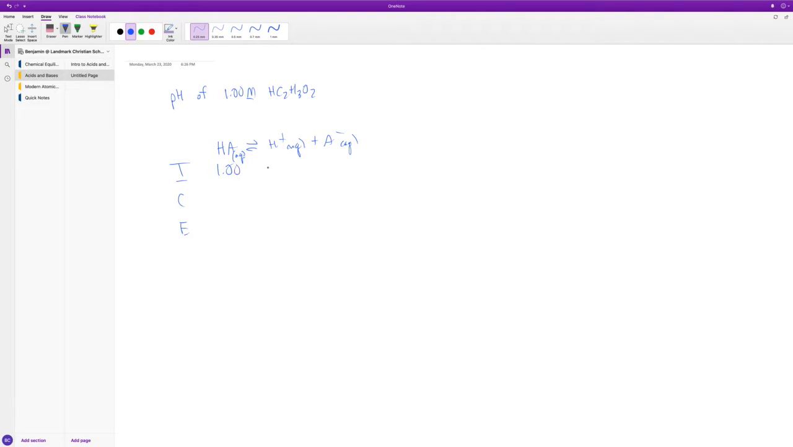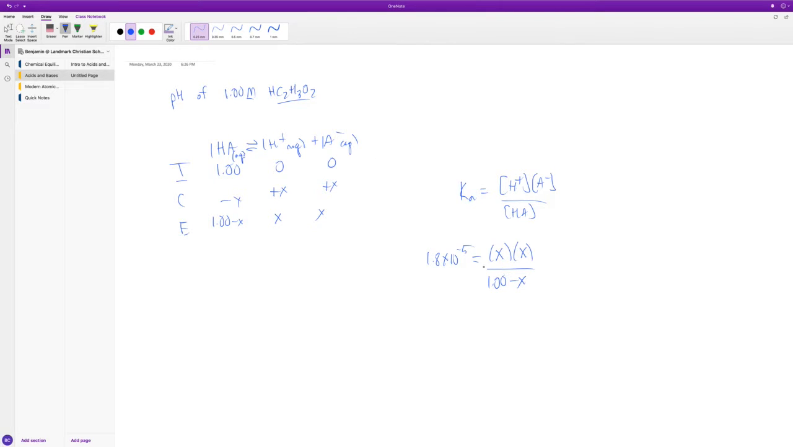Initial concentration 1, 0, and 0. Change minus x, and plus x. Go off the coefficients. It's easy to get in the habit of just writing these, but remember to look at your coefficients for the changes. This is 1 minus x at equilibrium. These guys are x and x. Ka here is H plus, A minus over HA. And the Ka value for acetic acid is 1.8 times 10 to the negative 5. And we plug in the equilibrium concentrations, x, x, and 1.00 minus x.